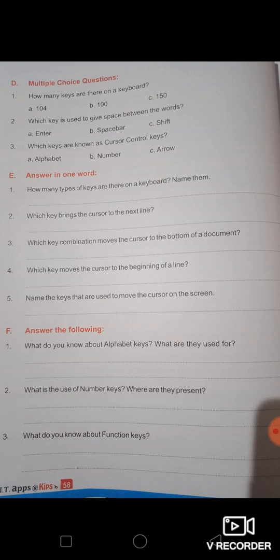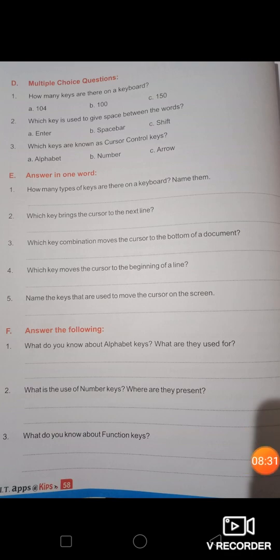Next question is, which key moves the cursor to the beginning of the line? Here they are talking about a line, not about the whole document. So if we want to move the cursor to the beginning of a line only, we can simply press the home key. Fifth is, name the keys that are used to move the cursor on the screen. Navigation keys are used to move the cursor on the screen. So we will write navigation keys, because we can't mention the names of all the keys using which we can move the cursor.